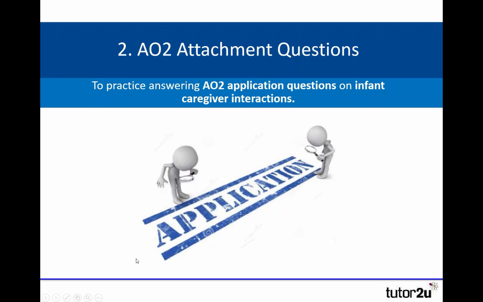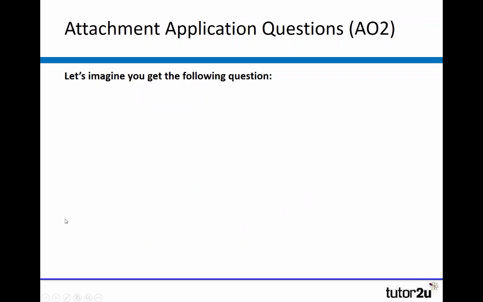Moving on now, so we're going to move on to some attachment application questions, okay? Let's imagine you were given the following question. It's one you've probably all seen, I'd imagine, but I want to make sure you know how to get 4 out of 4 on this particular question.